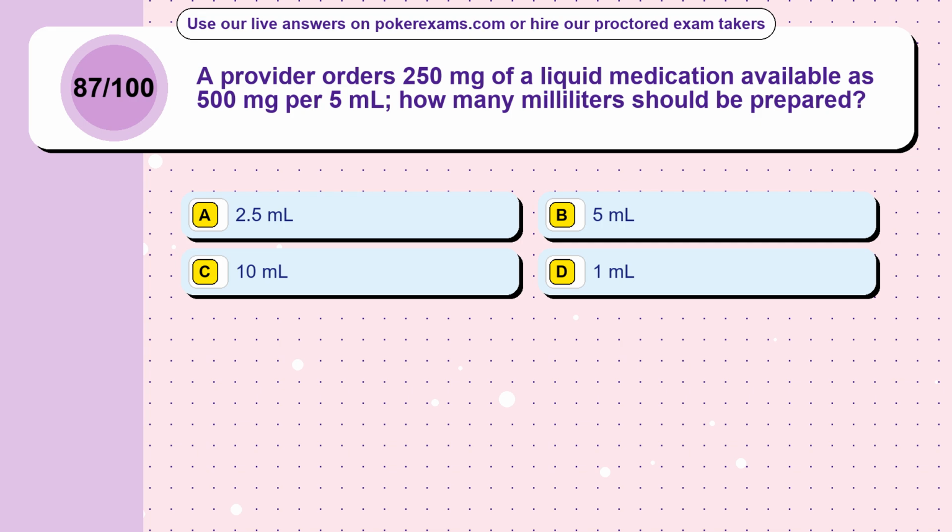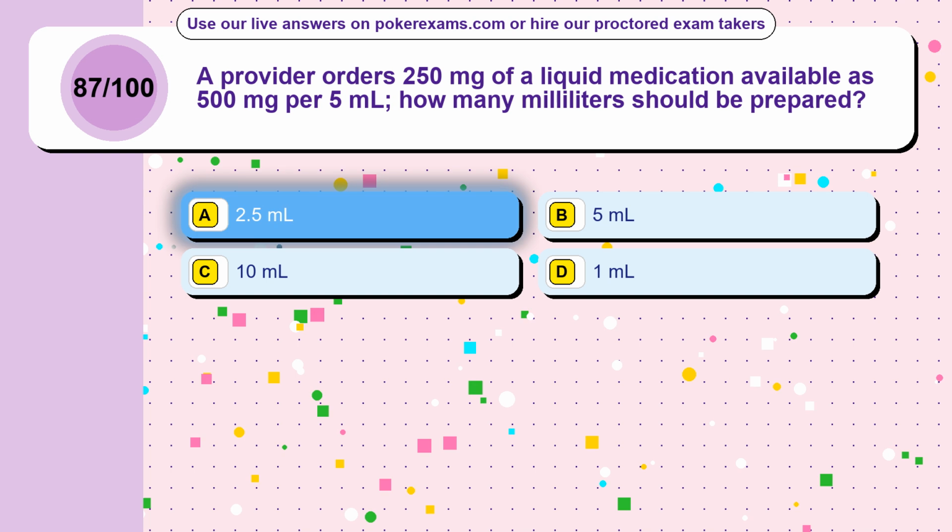How many milliliters should be prepared? Option A, 2.5 ml. Option B, 5 ml. Option C, 10 ml. Option D, 1 ml. The correct answer is option A, 2.5 ml.